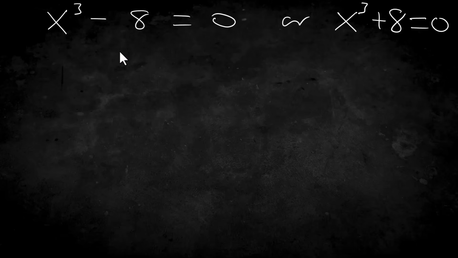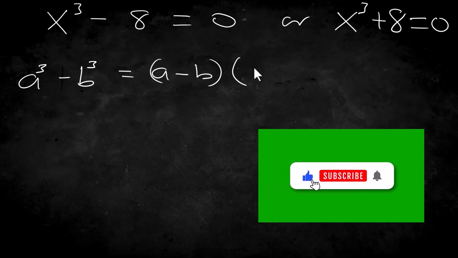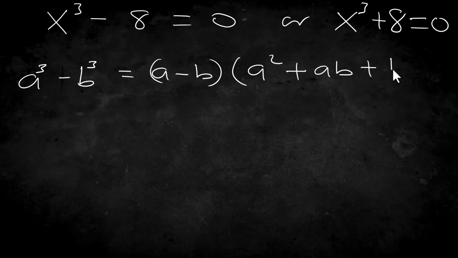Now let's start with x cubed minus 8 equals 0. This one will give us 3 solutions, and the other will give us another 3 solutions, making 6. So let's start with this. This one is a typical difference of cubes. When we're given a cubed minus b cubed, it is the same as (a minus b)(a squared plus the product of a and b plus b squared).